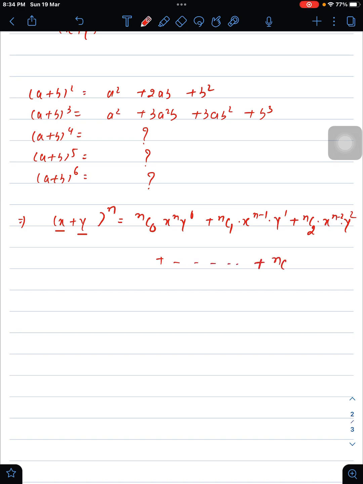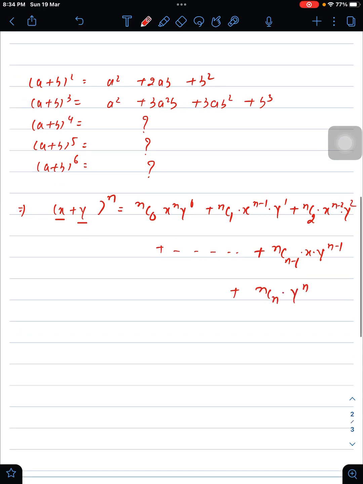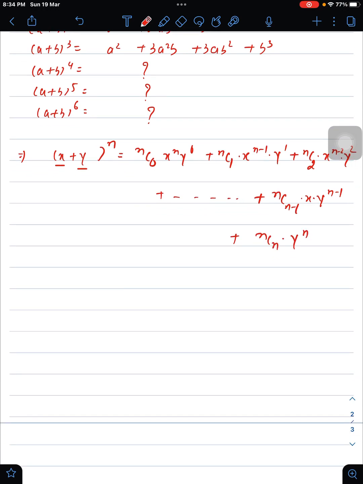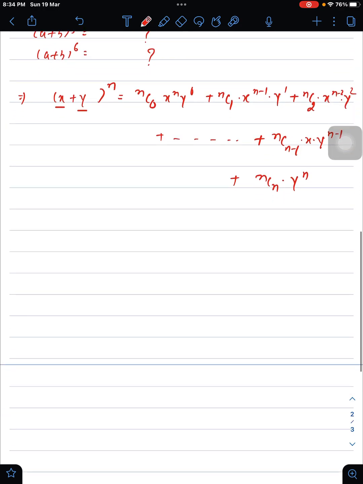It will go like nCn-1 x y to the power n minus 1 plus nCn y to the power n. So look, this is the way of expressing the binomial expression if the power given is n. Okay, now look, what are the things which you people are observing?